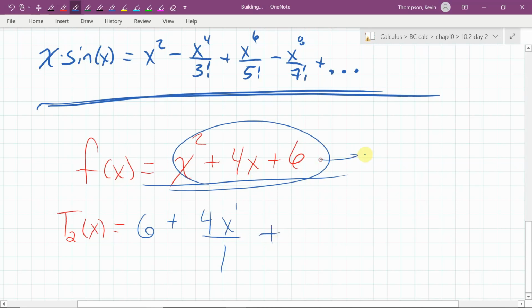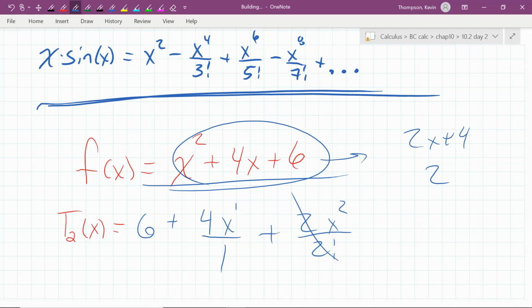Plus, now I need the second derivative. So 2x plus 4 was the first derivative, so that's 2. So 2x squared divided by 2 factorial. Wait, that's exactly the same function I just wrote. So that would be a good takeaway: the Taylor polynomial for a polynomial is the polynomial. It just is the same thing.